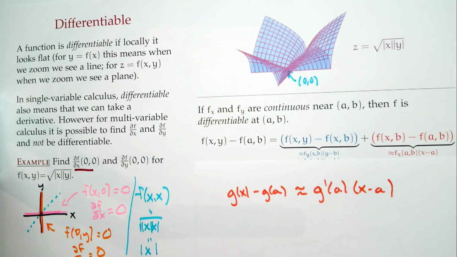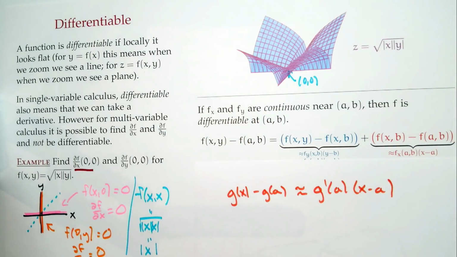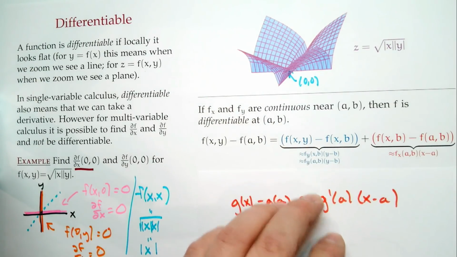And so we get the f sub y of x comma b, y minus b. So far we're okay. But how do we finish up? Well, we made it an assumption. We want the partial derivatives to be continuous, which means that they don't change very much. So here's the last little change.